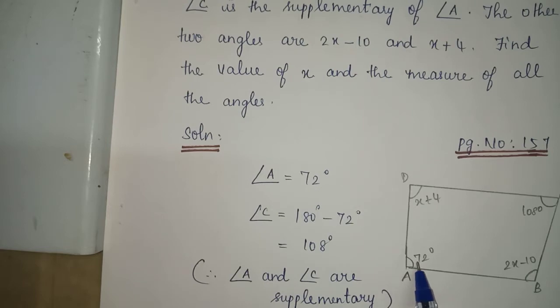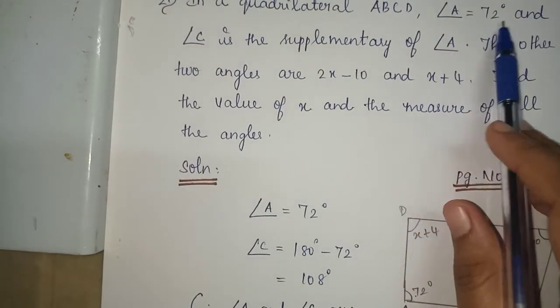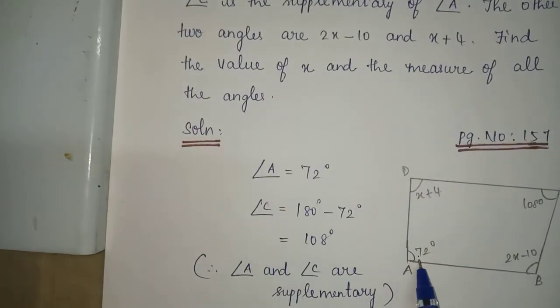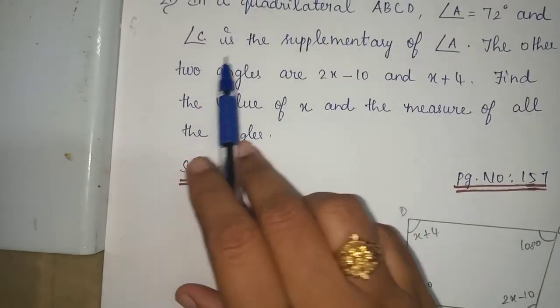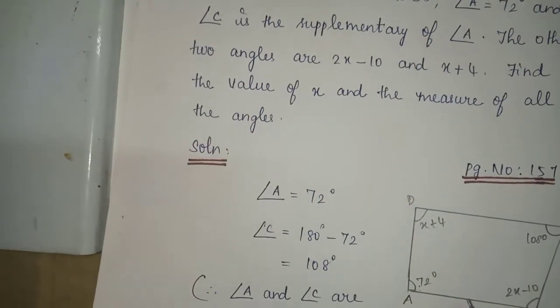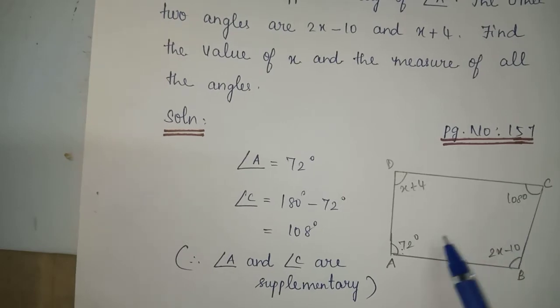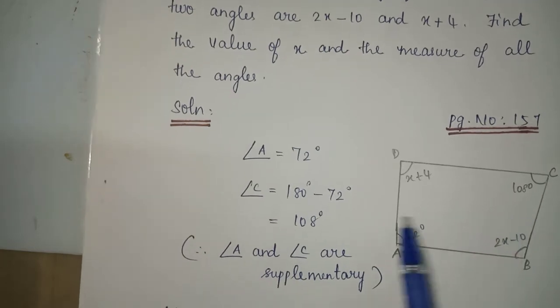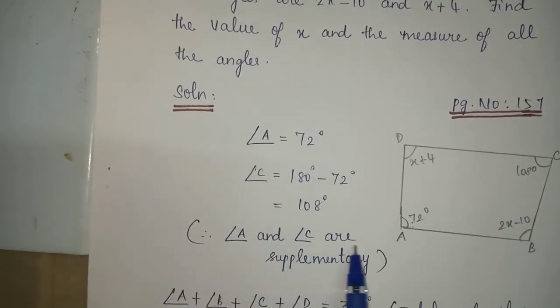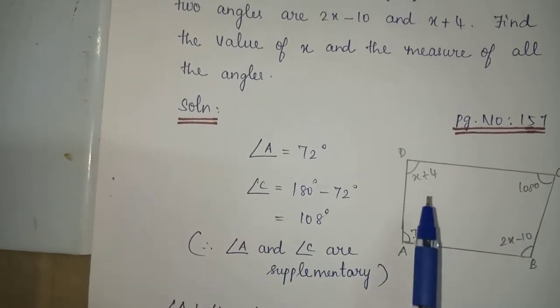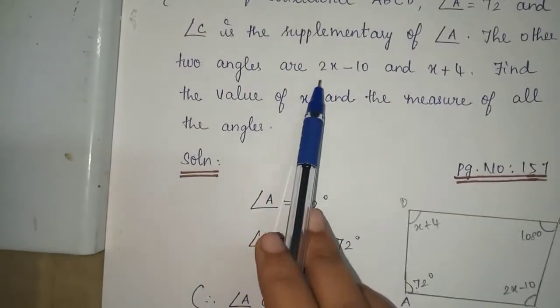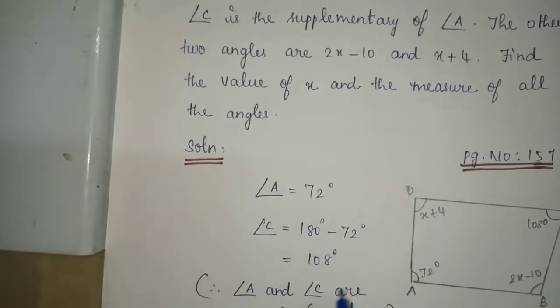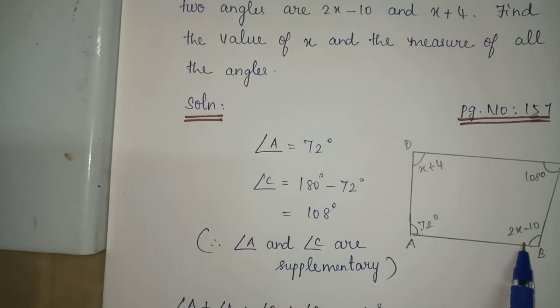Angle A is equal to 72 degree, which is given in the question. Angle C is the supplementary of angle A, so these two angles are supplementary. So 180 minus 72, we get angle C is 108 degree. Then the other two angles are 2x minus 10 and x plus 4. So we are taking B as 2x minus 10 and D as x plus 4.